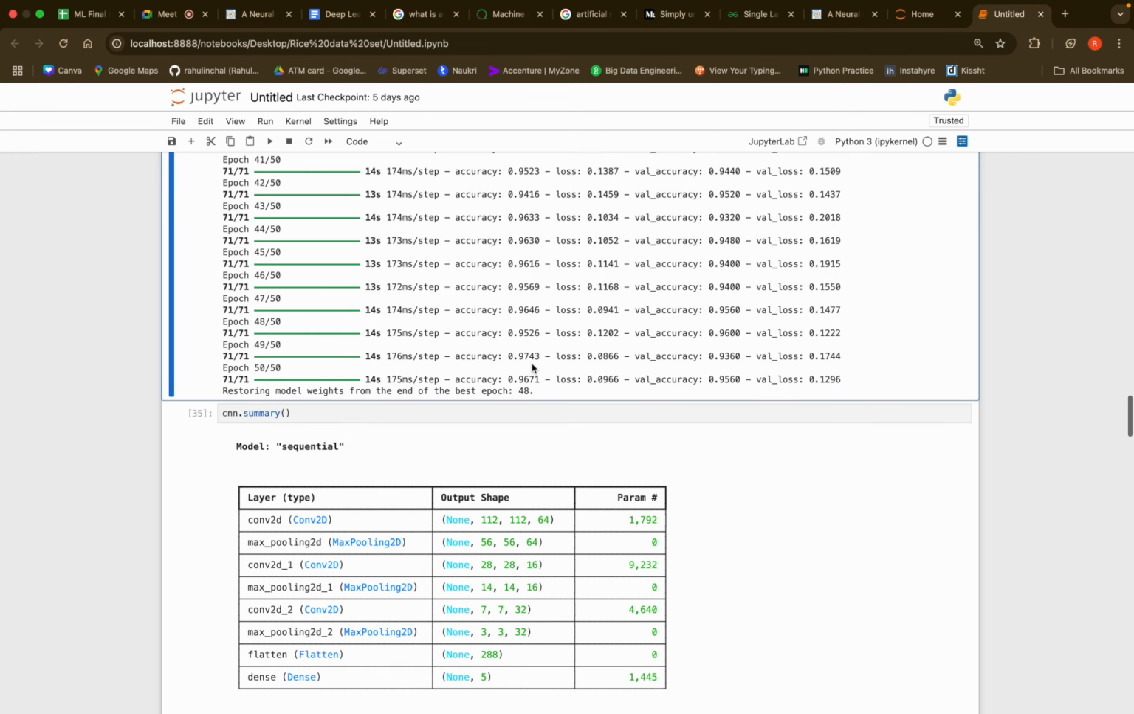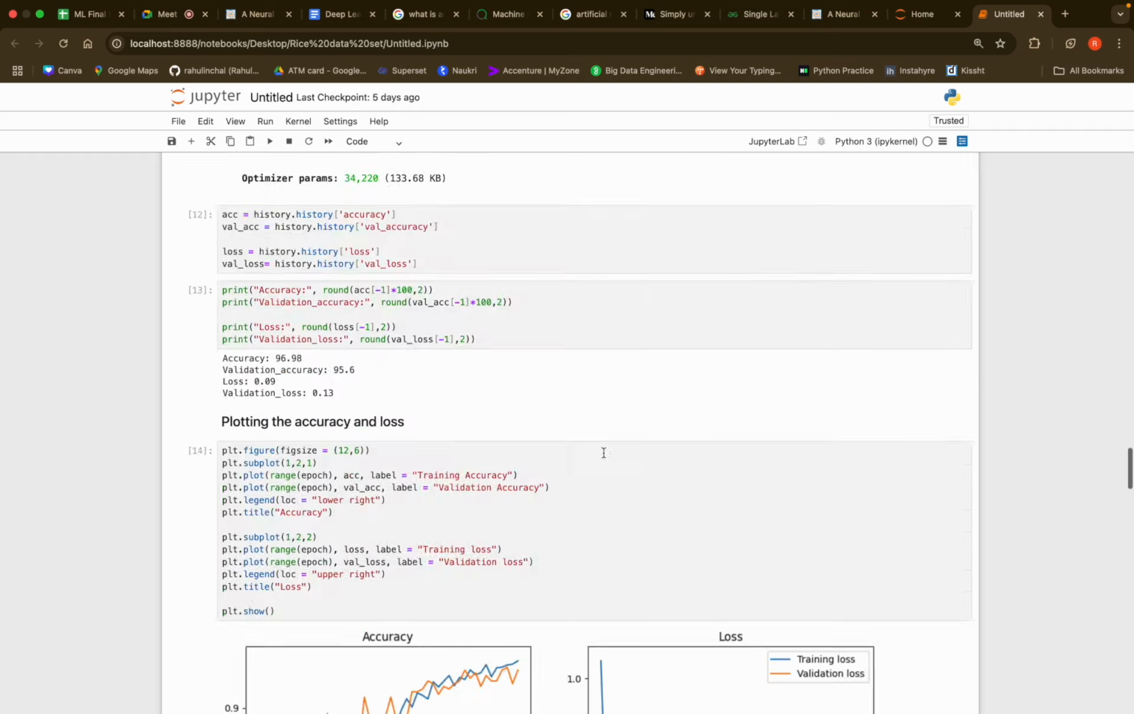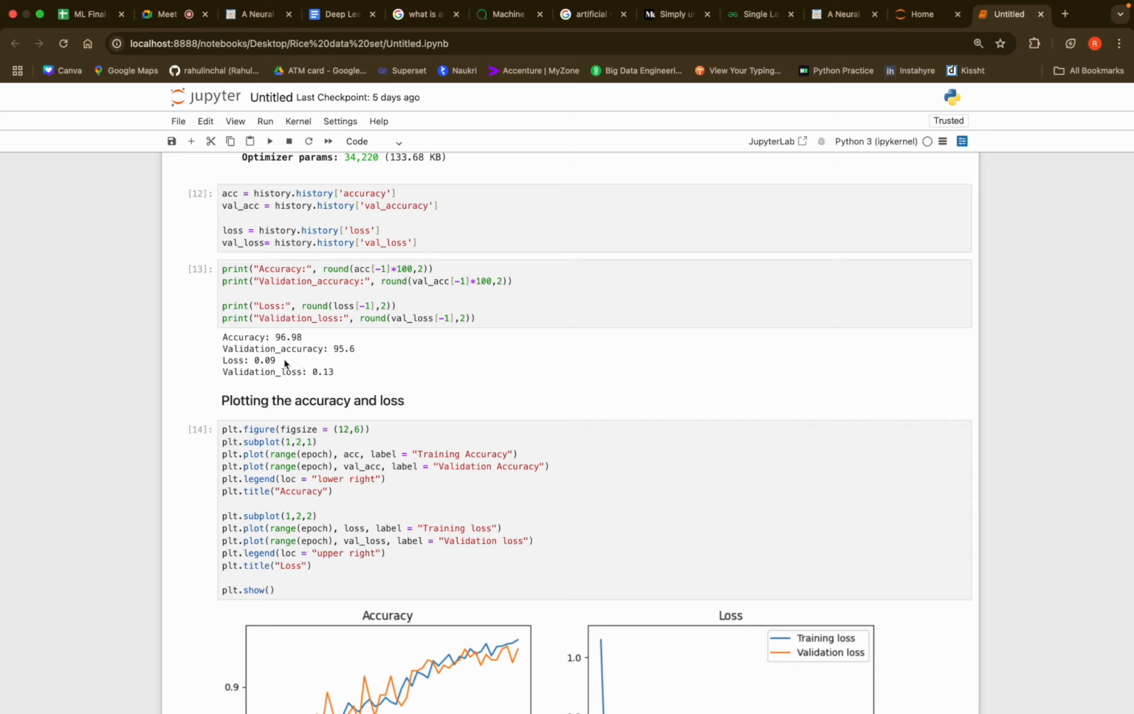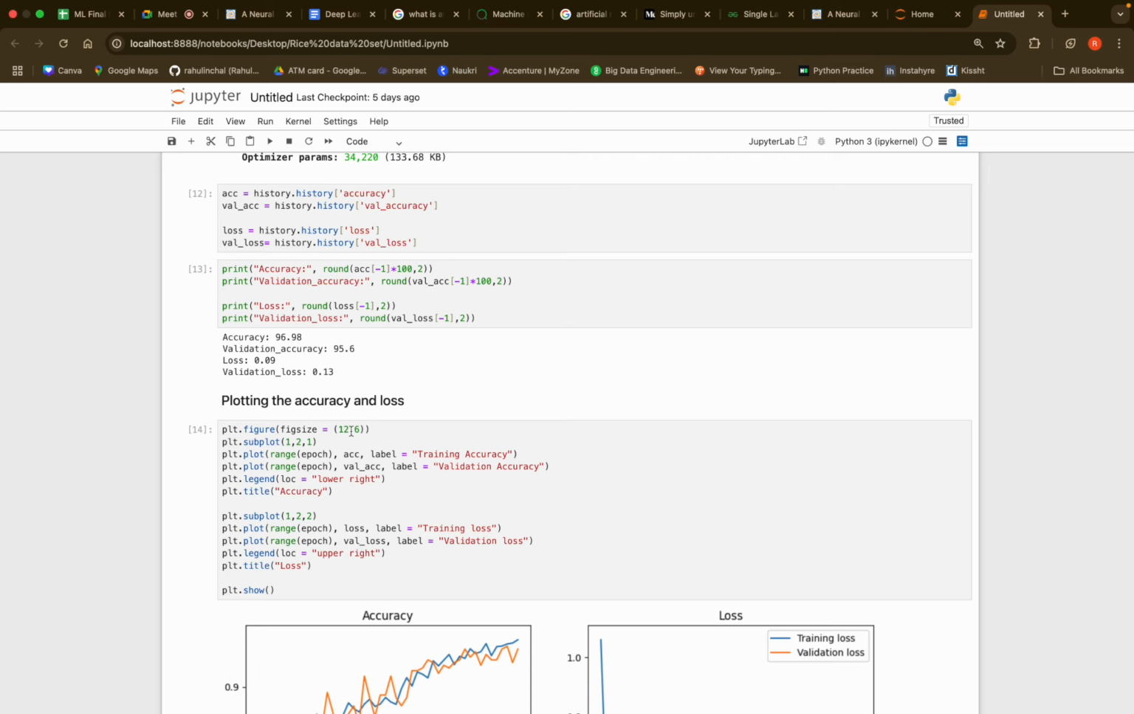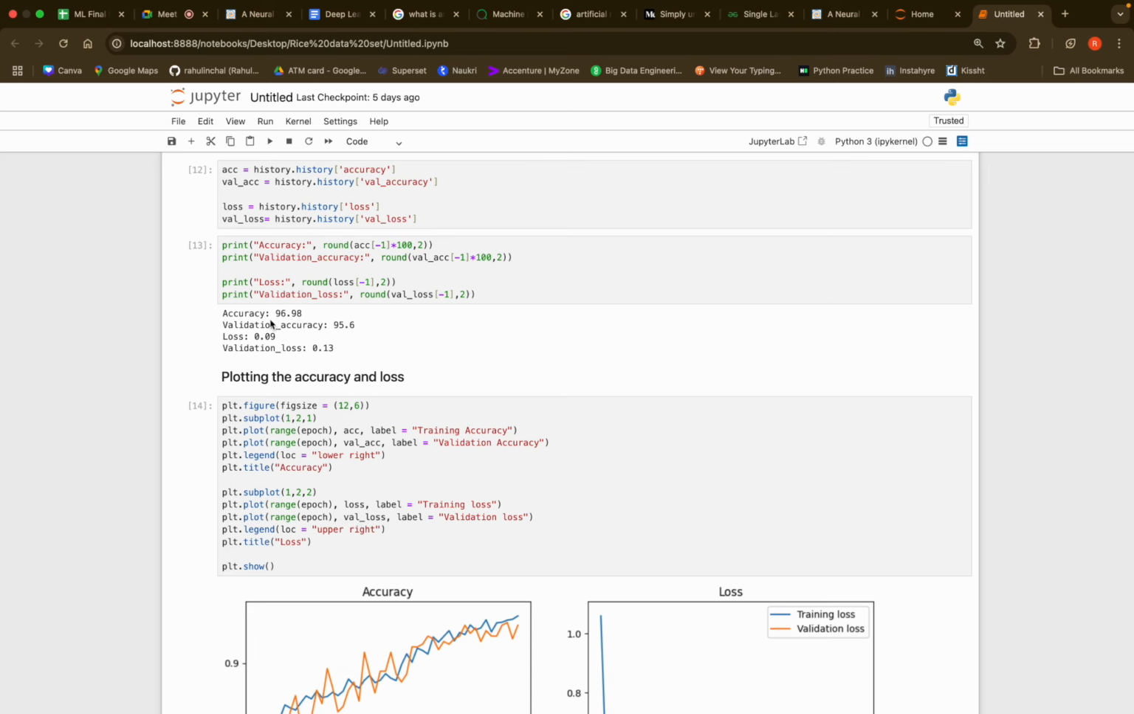Now after 50 epochs, in the 50th epoch, what is my accuracy? 96.71, and a validation accuracy 95. That is, 96.98, and validation accuracy is 95.6. Loss is 0.9. Validation loss is nothing but test loss here, which we have seen. Test loss, okay. So test loss is also fine. So my model is perfectly fine.